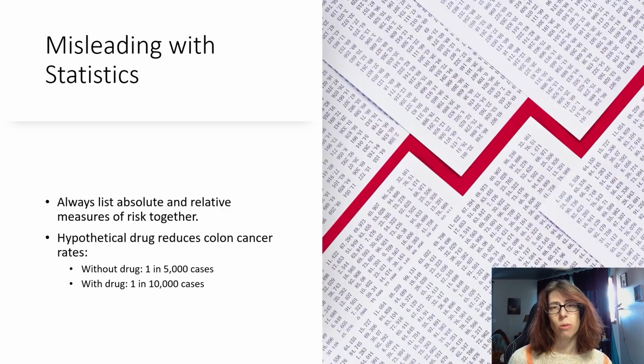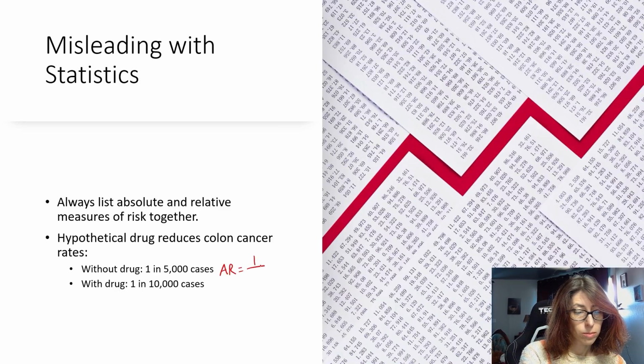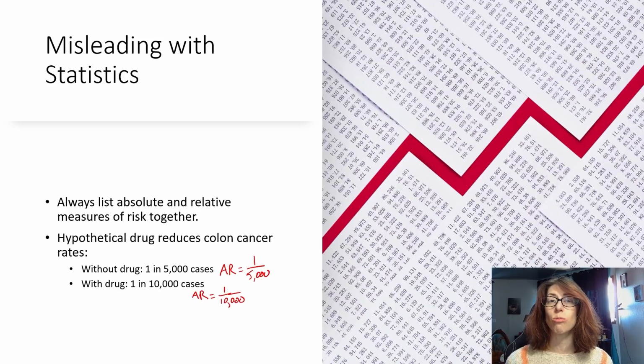A hypothetical drug reduces the risk of colon cancer from 1 case in 5,000 to 1 case in 10,000 over the course of 1 year. All right, so what is the absolute risk reduction? To figure that out, we have to take the difference between 1 in 5,000 and 1 in 10,000 and convert that to a percentage, which you can do on a calculator or you could do it like this.